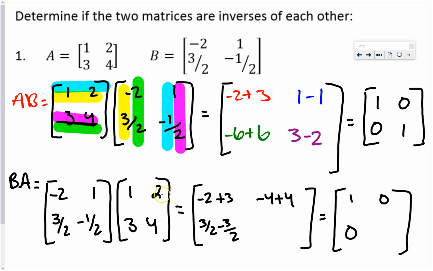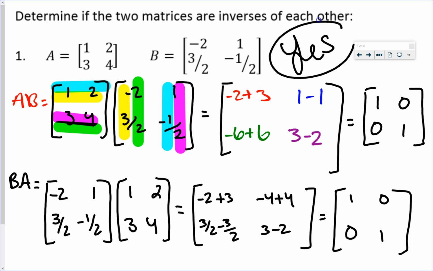And then, what is this? That will be 3 minus 2, which gives me a 1. Yes. So did we get it again? Yes. So are these inverses? 3 over 2 times 1 is 3 over 2, right? Negative 1/2 times 3 is negative 3 over 2. So yes, they worked. Yay!